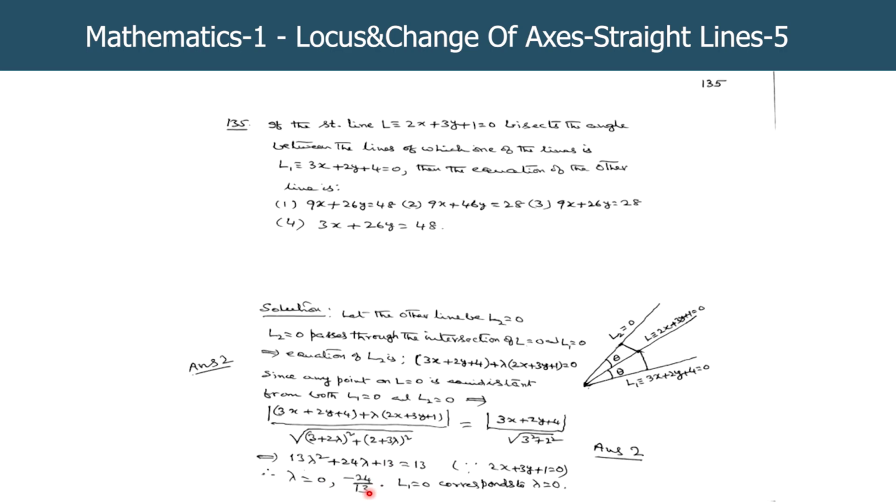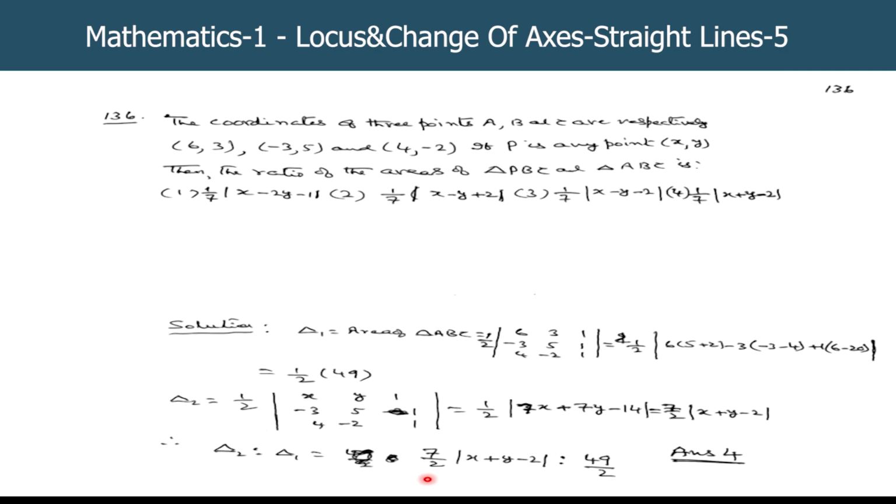But lambda equal to 0 corresponds to one of the lines, the given one of the lines. So, the other value, minus 24 by 13, gives the required line. Which is nothing but option number 2.